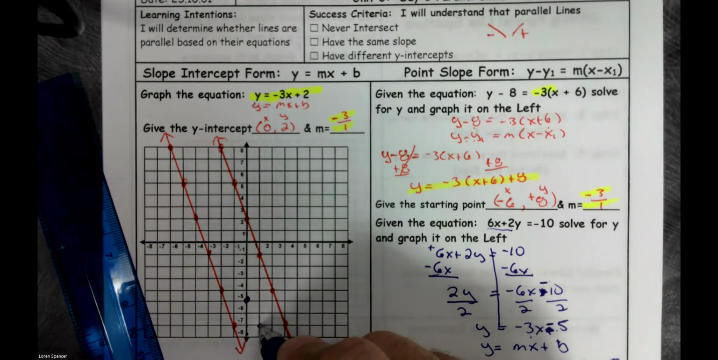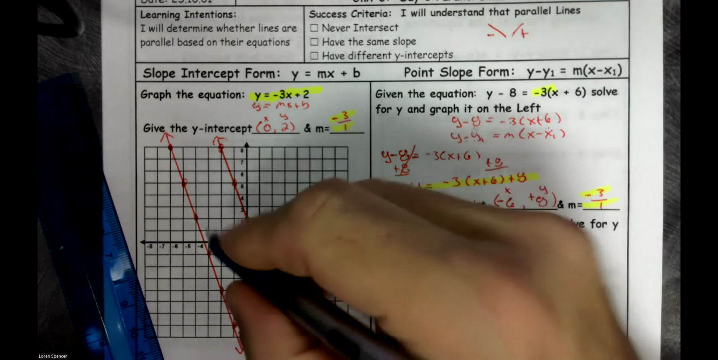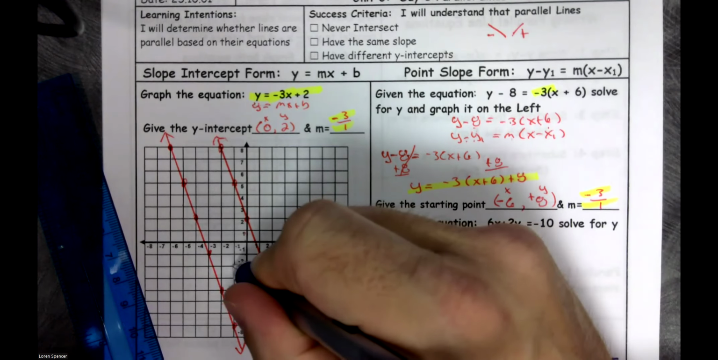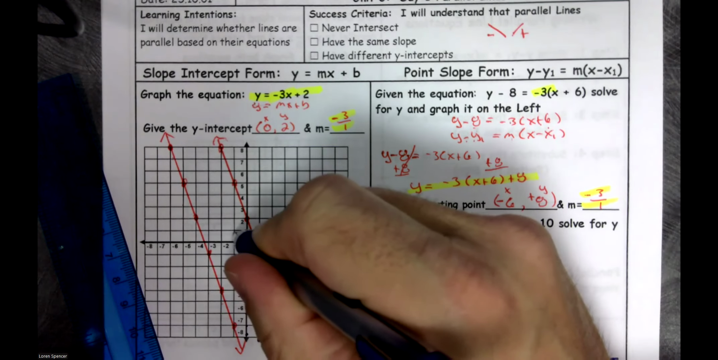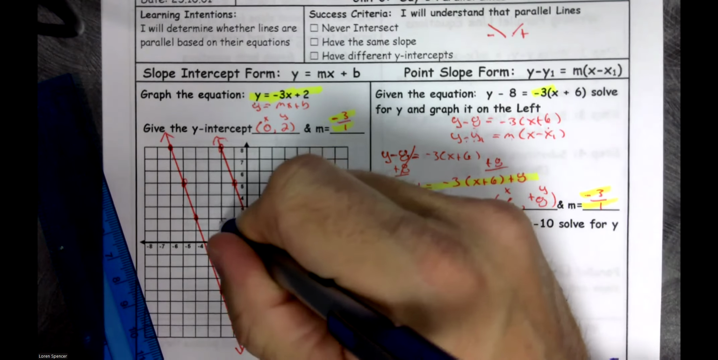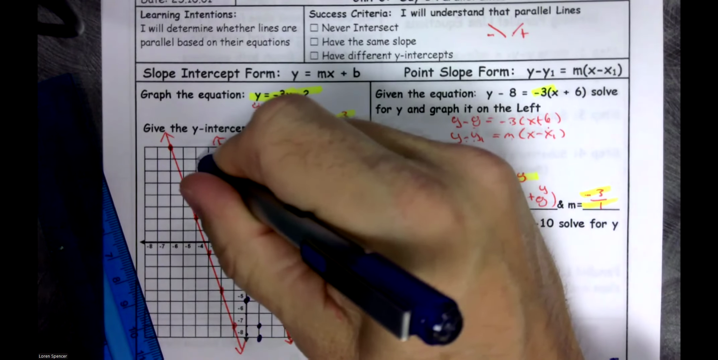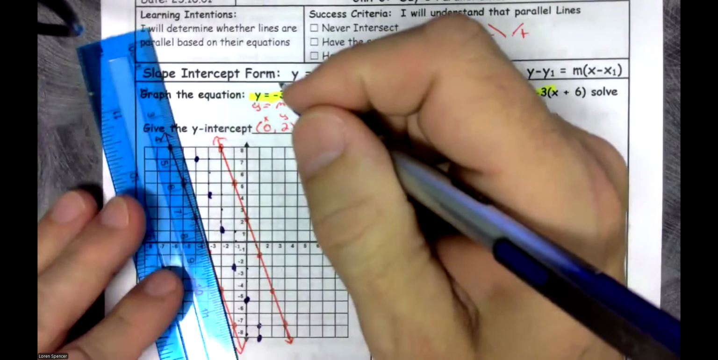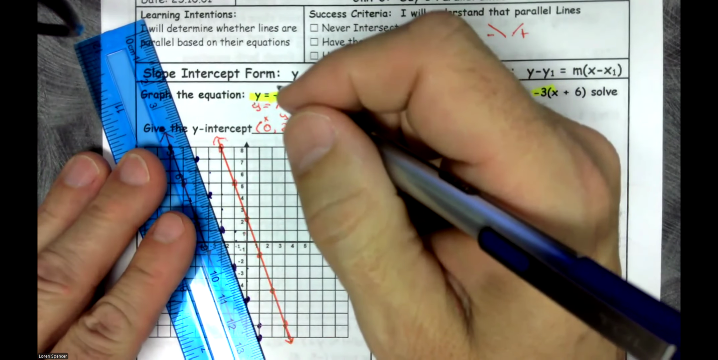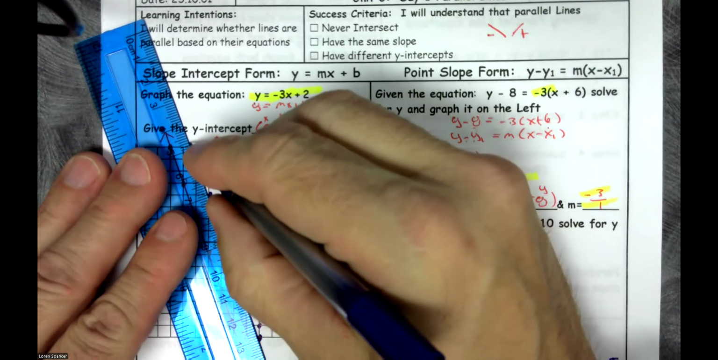No, I did not. Okay, negative 3 over 1. That's that point right there. Then 1, 2, 3 over 1, and again 1, 2, 3 over 1. I thought I'd made a mistake, but I had not.